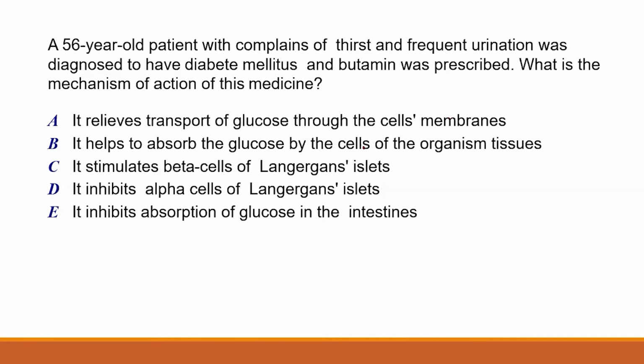Good. We have a 56-year-old patient who complains of thirst and frequent urination. Anytime you think of thirst, frequent urination, eating too much, what comes to mind? Yes, diabetes mellitus. But this person is 56. Was diagnosed with diabetes mellitus, and butamin was prescribed. What is the mechanism of action of this drug?